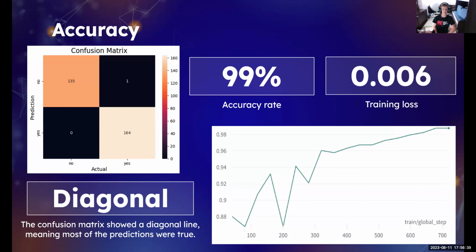I was speaking. We had a 99% accuracy rate and a 0.006 training loss. The diagonal matrix line showed that most of the predictions that the AI made were true.